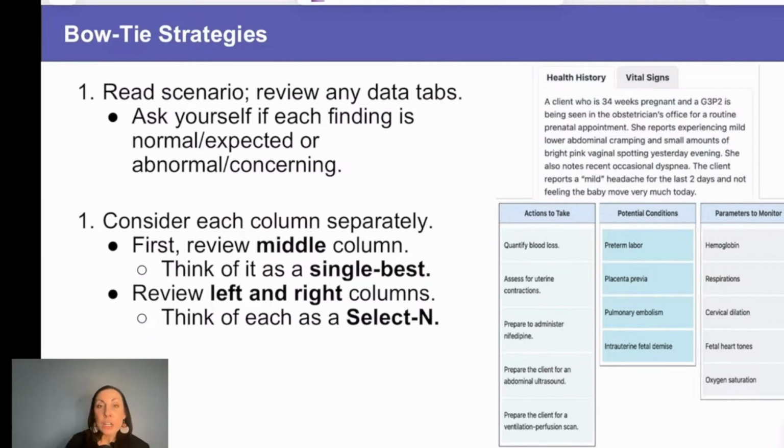After you do that, you're going to consider each column separately. You're going to first go to those potential conditions, and I want you just to think of this as a simple multiple choice question. Ignore the actions and the parameters in the other columns. So think about, what is this client most likely dealing with? What condition does she most likely have based on the information I'm given? And then consider these other 2 columns as a select N, because you're only selecting 2. So you know that there's only 2 correct answers there, and you're going to select what fits best to handle these actions to take for the condition and parameters that we want to monitor for that condition.